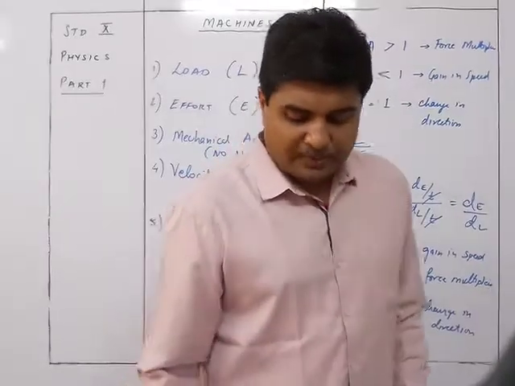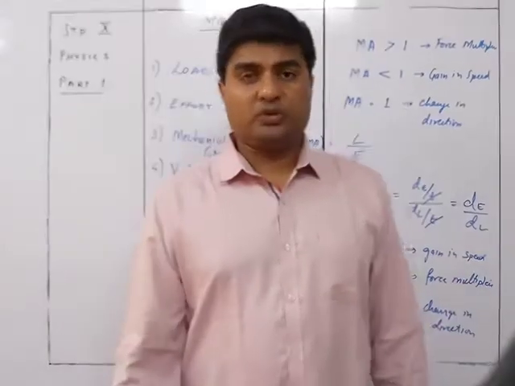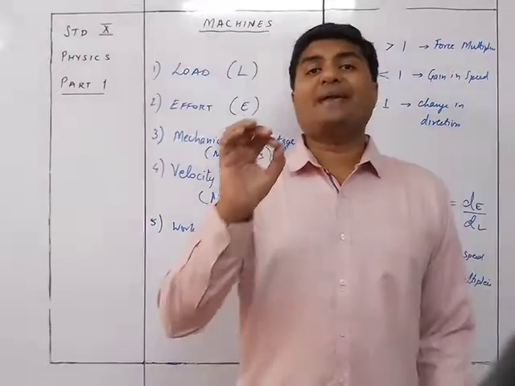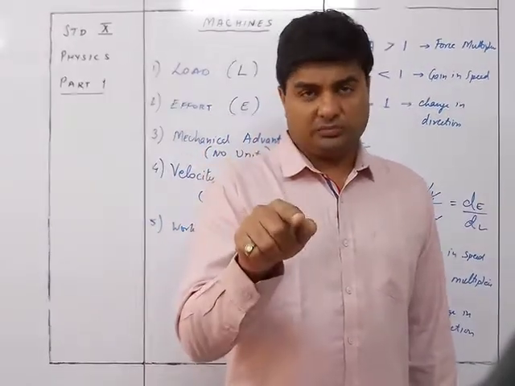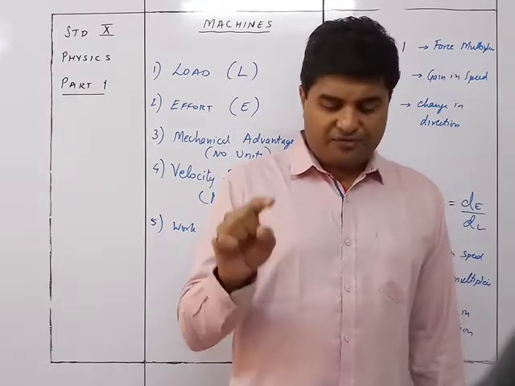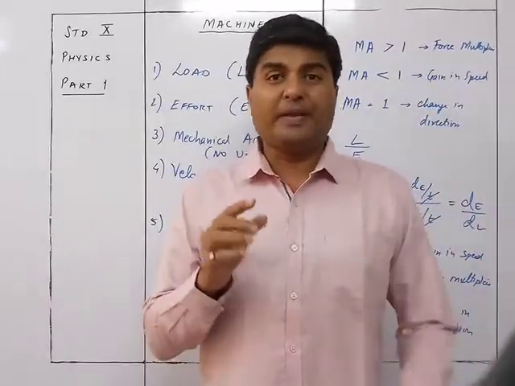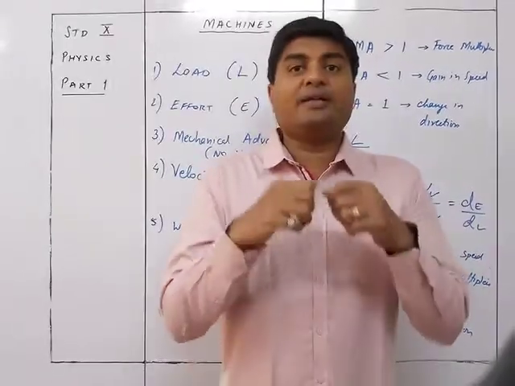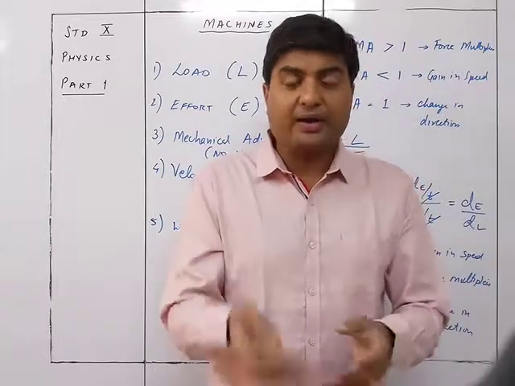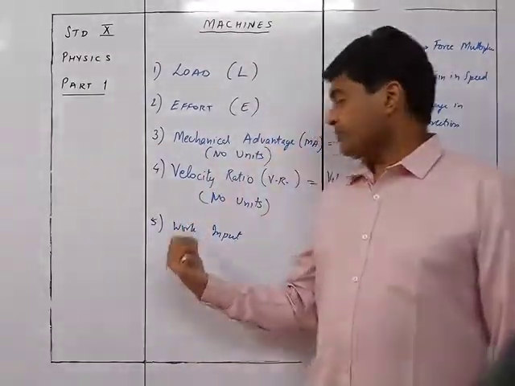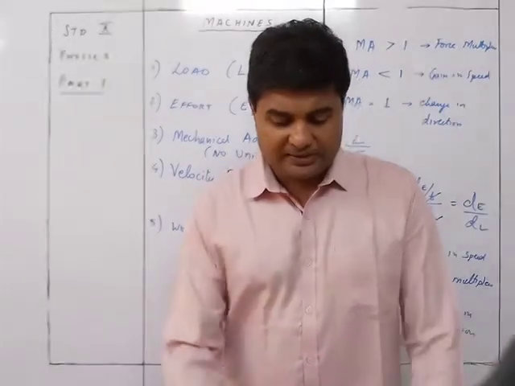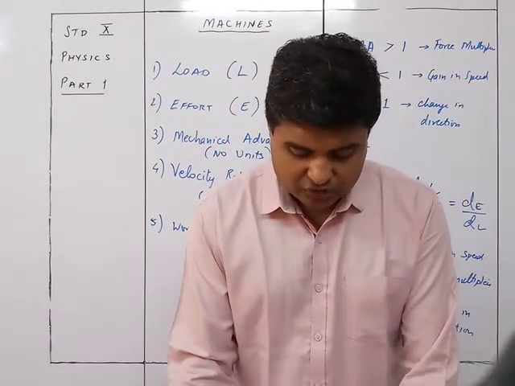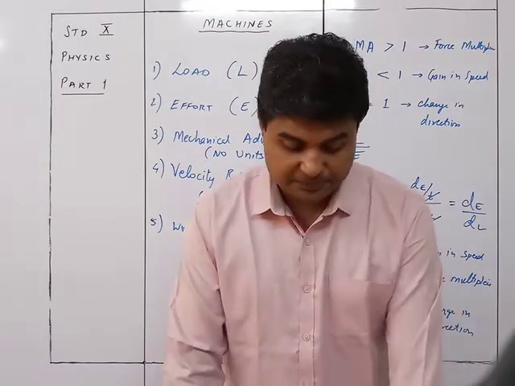The work done on a machine by the effort is called the work input. So we know work is force into displacement. Accordingly, the work done by the effort on the machine is the work input. That means the amount of force you applied on the machine and the displacement of the effort you have created on the machine is nothing but the work input. So work input is the work done by the effort on the machine.